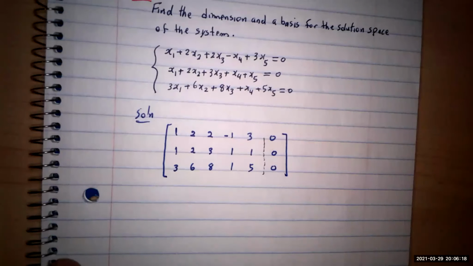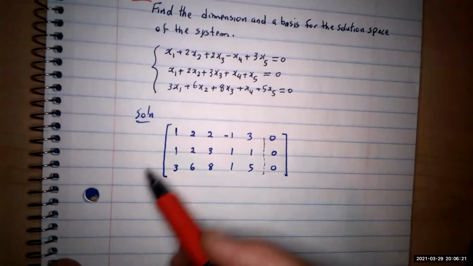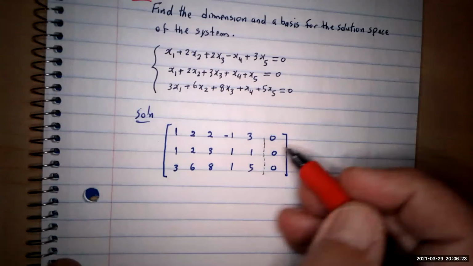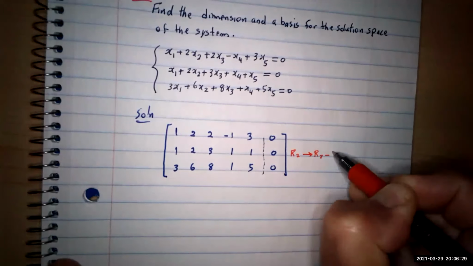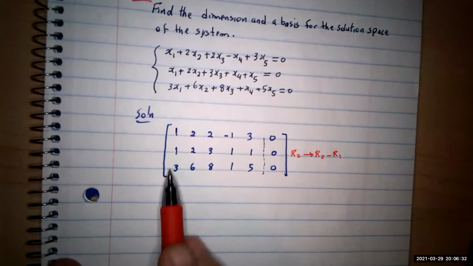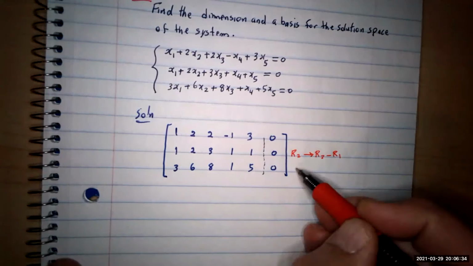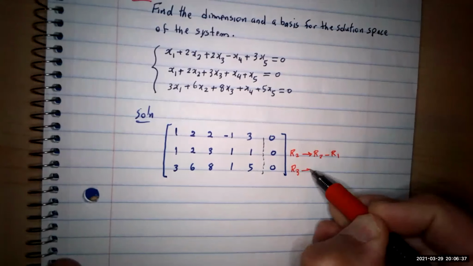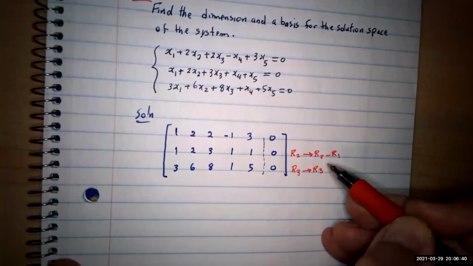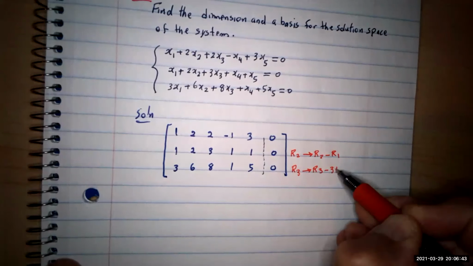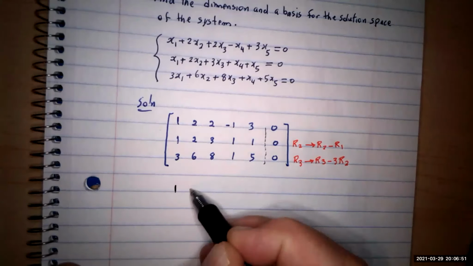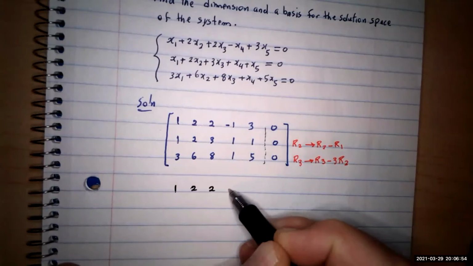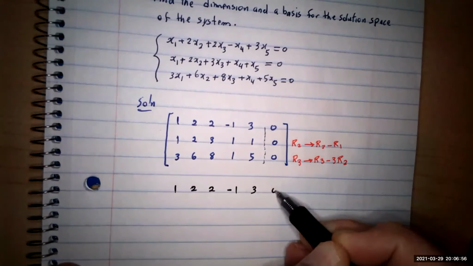So we got the 1 there. I take R2 minus R1 to make this equal to 0. Then I have to make this one equal to 0, so I go with R3 minus 3R2. So what is going to be the leftover? The first one is unchanged: 1, 2, 2, -1, 3, and 0.